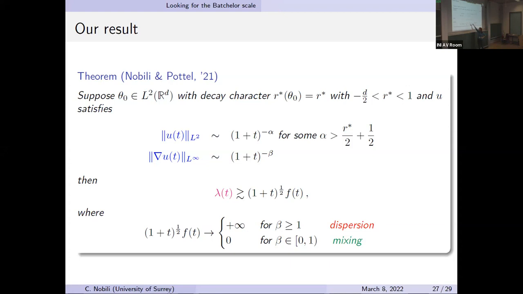I'll tell you why. The f of t is a function for which, if beta is bigger than 1, you are going to plus infinity, so you have dispersion. But if beta is between 0 and 1, actually this is going to 0. So the f of t determines whether you go to infinity or to 0. So to wrap up, in Rn, nothing gets stuck. Either you mix or you don't.